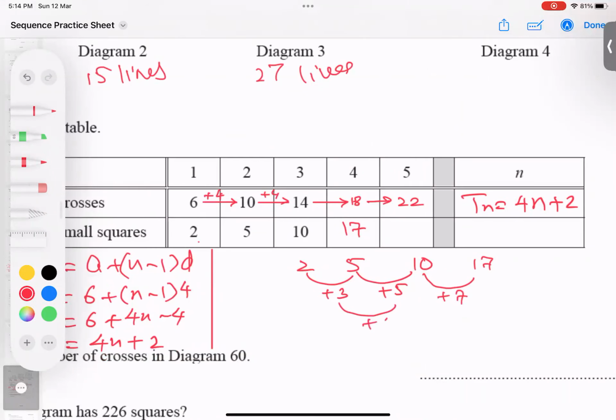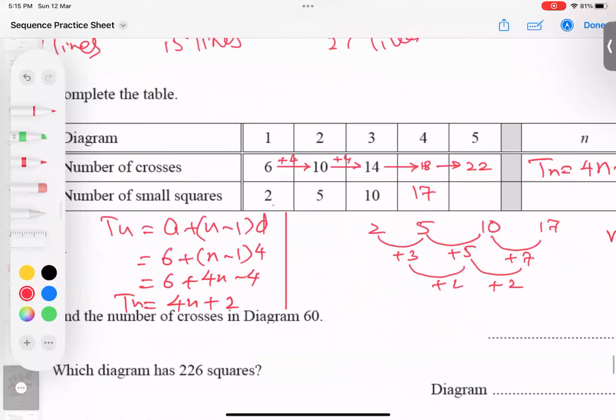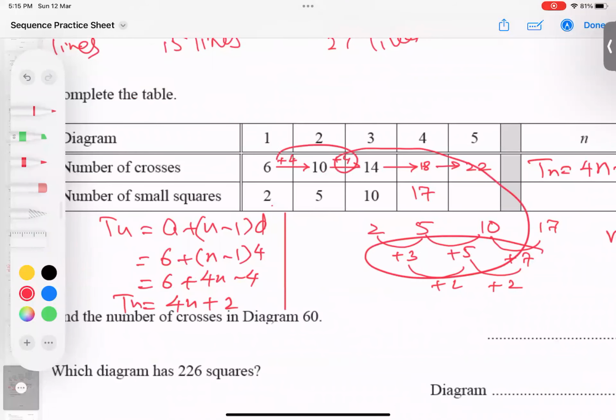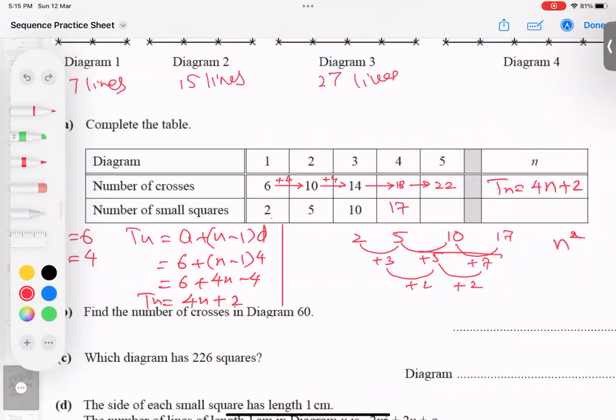So this is plus 2 and this is plus 2. I said to you, whenever the second layer difference is the same, this is 100% n square. I repeat, if the first layer is the same, for example this first layer, 4, 4 same, then n to power 1. You can see that. But if the first layer differences are not the same and the second layer is the same, then I confirm n to power 2. So I hope this point is very clear to understand.